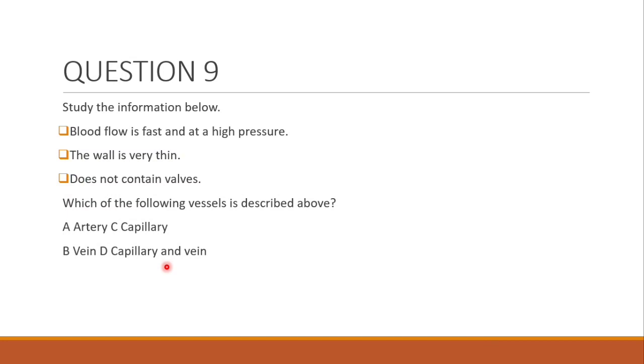The answer for question 9 is C. The capillary is the one which is being described in this case. Alright, I'm sure you know the characteristics of the artery and the vein. It's important that you know those. You should also know the characteristics of the capillary. Let us move on to our final question, question 10.